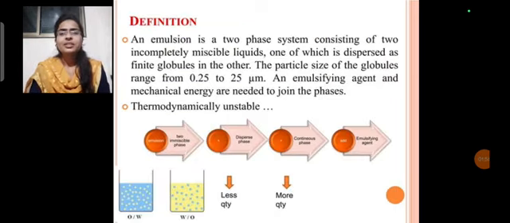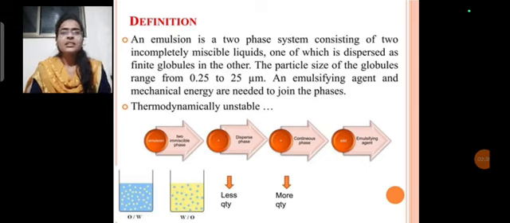Next, we can see the introduction and definition of our emulsion. First is the definition. An emulsion is a two-phase system consisting of two incompletely miscible liquids, one of which is dispersed as finite globules in the other. Means, firstly, we can see the emulsion is a biphasic liquid dosage form, in which two phases are present. The first one acts as finite globules in the other phase.